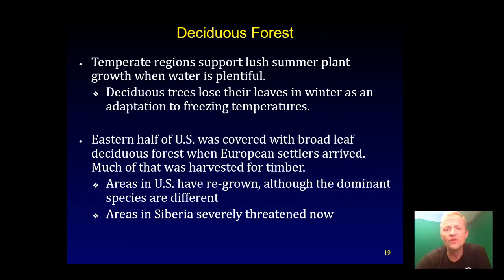But the eastern half of the U.S. was covered with broadleaf deciduous forest when European settlers arrived, but much of that was harvested for timber. Areas in the U.S. have regrown, although the dominant species are different now. Areas in Siberia are severely threatened now as well.